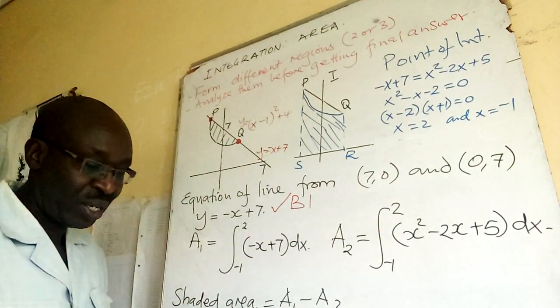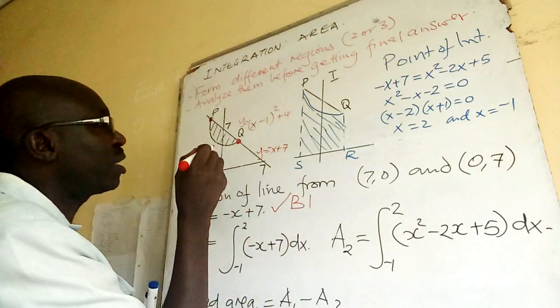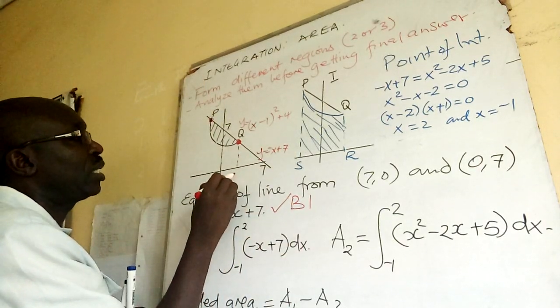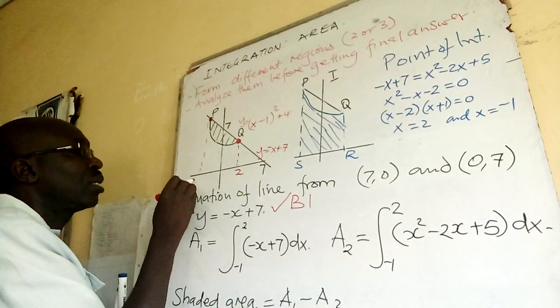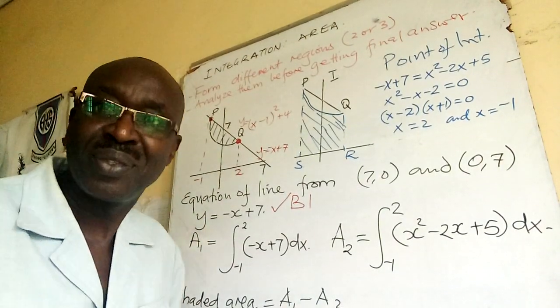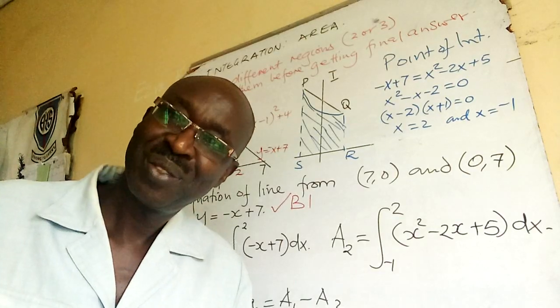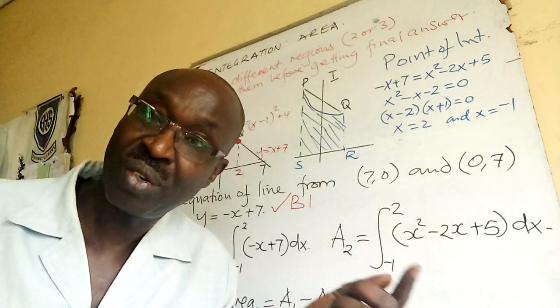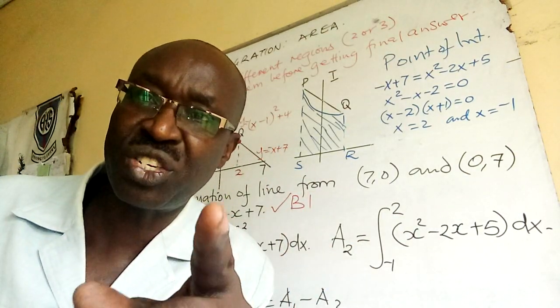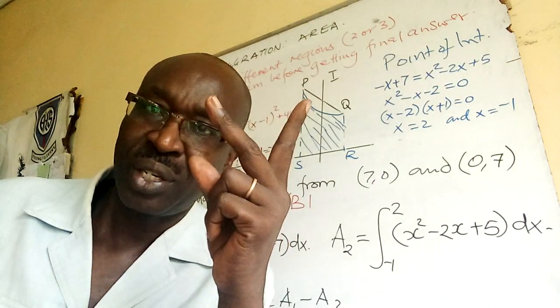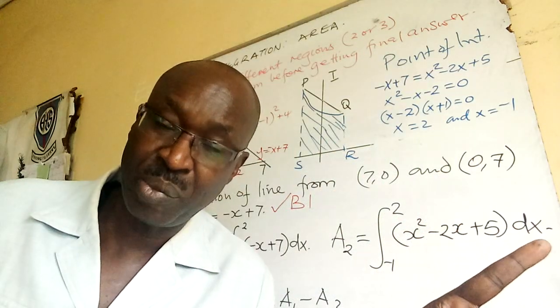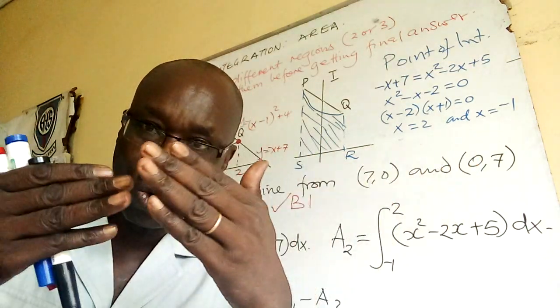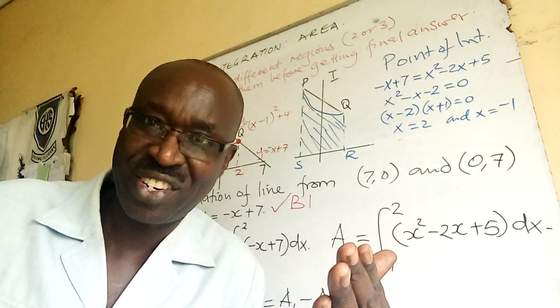Okay, look at that. That means this is like 2 and this is like negative 1. I have the limits. Points of intersection. If you are given two equations, make one letter the subject and then equate the remaining parts.